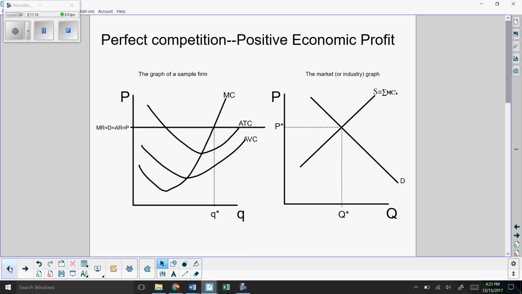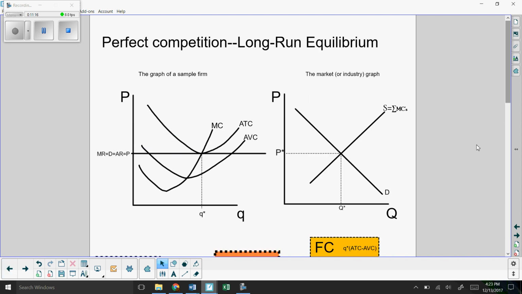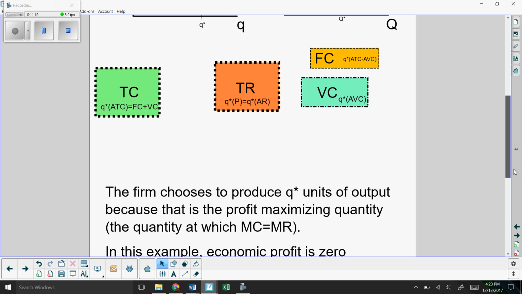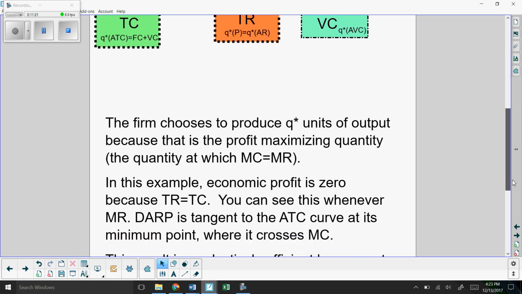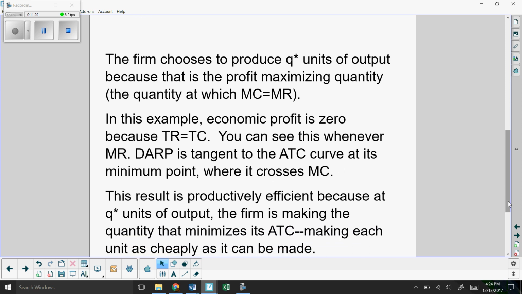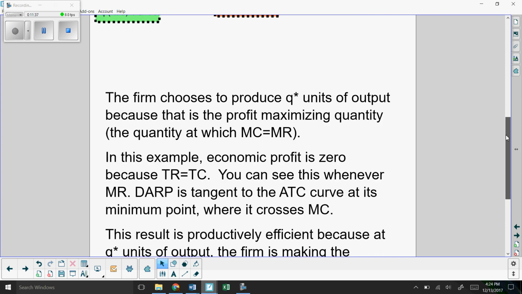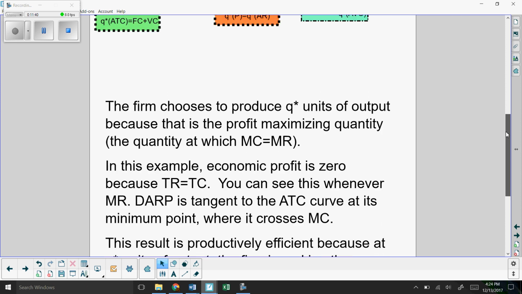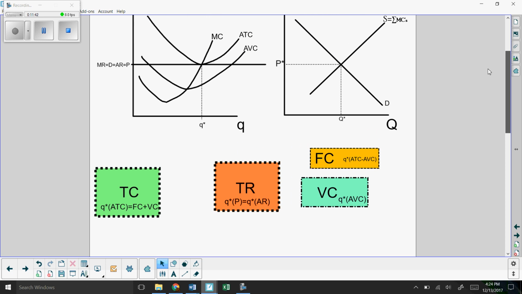If we come back to the long run equilibrium picture, there's an additional bit of fact that's sort of useful to think about here. We talked earlier on in this unit about allocative and productive efficiency. We defined those a little bit earlier on in the trimester, and we'll think about what happens with this firm. The firm's choosing to produce Q star units of output because that's the quantity that maximizes their profit, the quantity at which MC equals MR. You can see right here, that's Q star units of output. Any other quantity they would produce, they would take a loss, but at this quantity, they're able to break even.